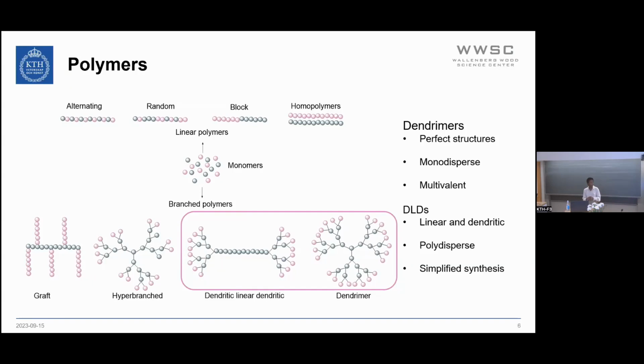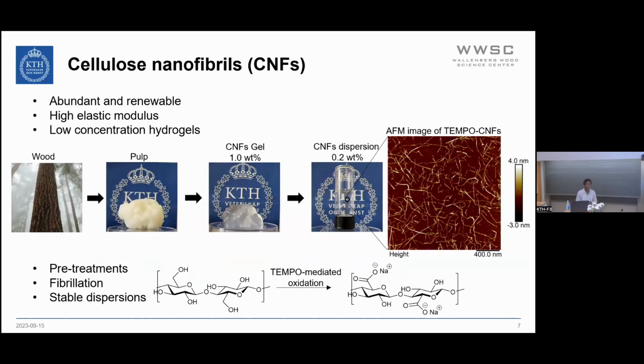The reason why we do want to use DLDs is that they are a more simplified synthetic approach. So this way, we have structures that are monodispersed and polydispersed, and now we have a library of different characteristics of compounds.